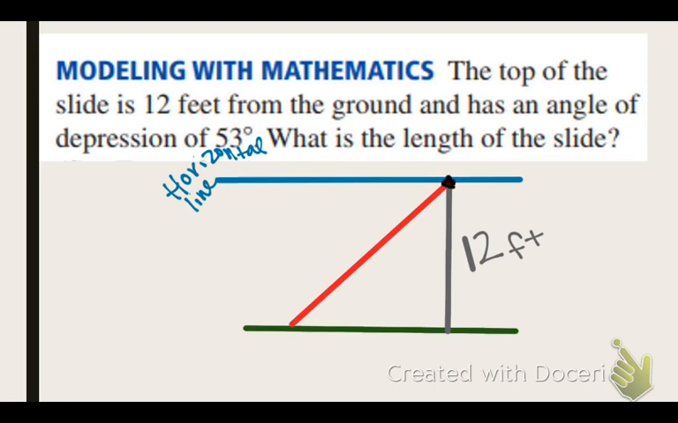So where all three of these meet, this is called the top of the slide. Alright, so how many degrees is this angle of depression? 53. So from the horizontal line, which is in blue, and the red line, which is the slide, it's going to be 53 degrees.